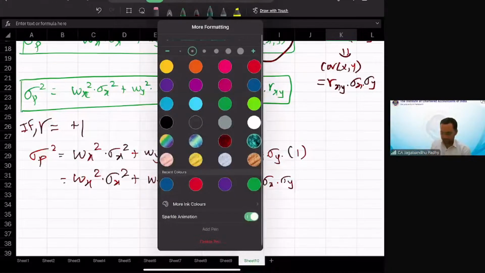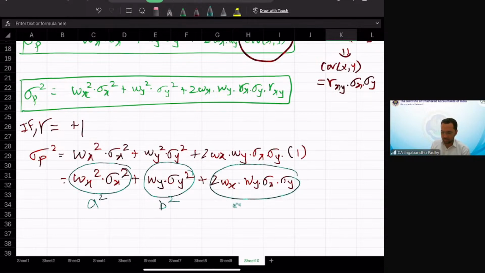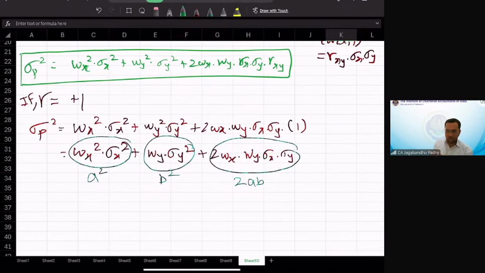Right, guys? Does it look similar to (a+b) the whole square? This particular portion is a square, this particular portion is b square, and this portion is 2ab.